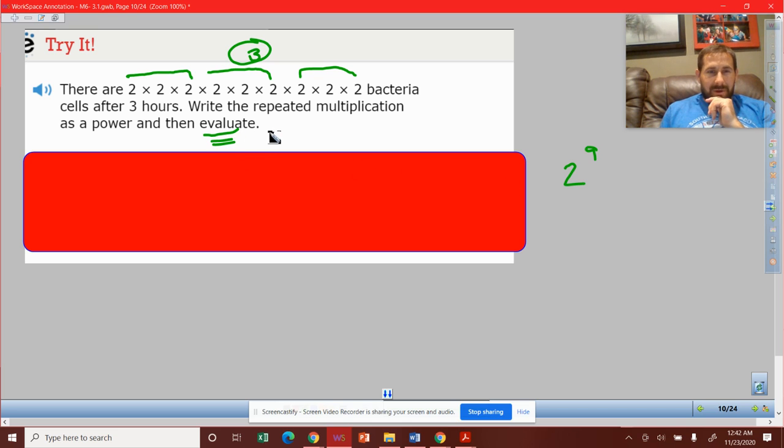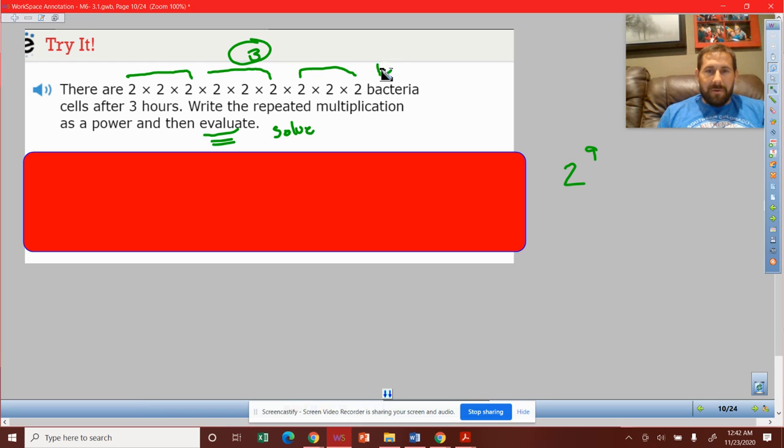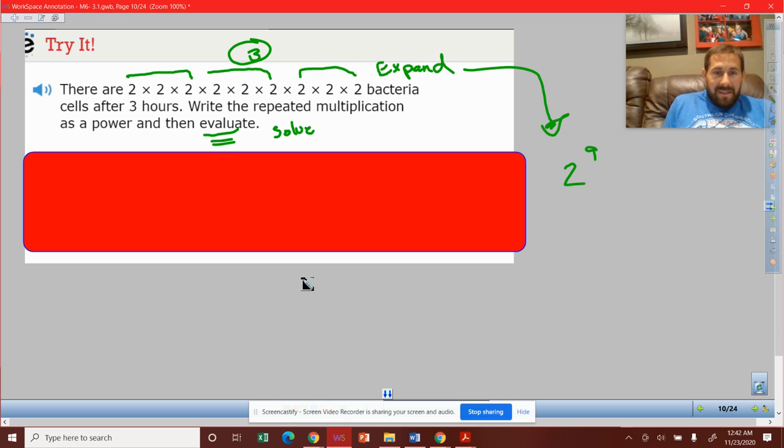So what does the word evaluate mean? It means to solve. Again, you're going to see this so much and so often that hopefully we know evaluate equals solve the problem. Okay? And this here, when we're writing it out, this is known as the expanded form. So if you saw a problem that said expand 2 to the ninth, how do I expand that? Oh, it's 2 times 2 times 2 times 2 times 2 times 2. How many times? 1, 2, 3, 4, 5, 6, 7, 8, 9 of them.